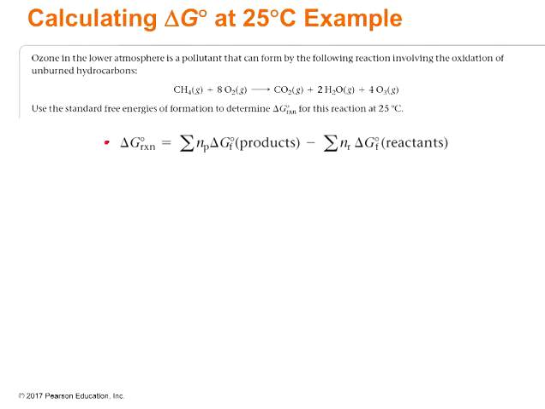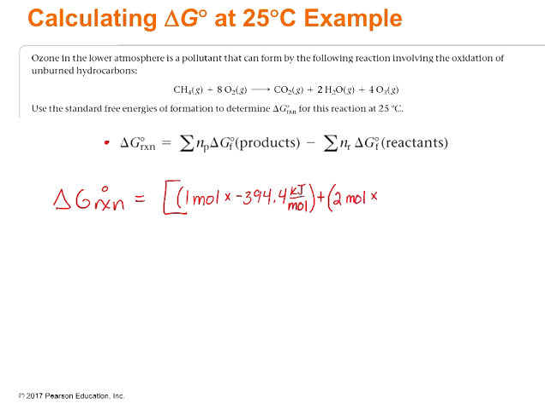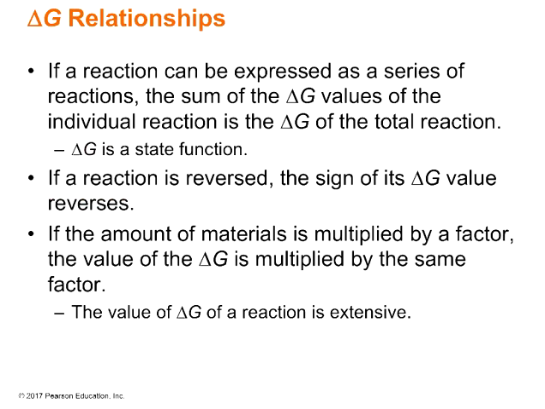Okay, so now let's calculate delta G of the reaction. We'll start with products. So let's start with CO2. We have 1 mole of CO2, and its delta G value is negative 394.4 kilojoules per mole. And then the next product is H2O, and there are 2 moles there. Its delta G of formation is negative 228.6 kilojoules per mole.